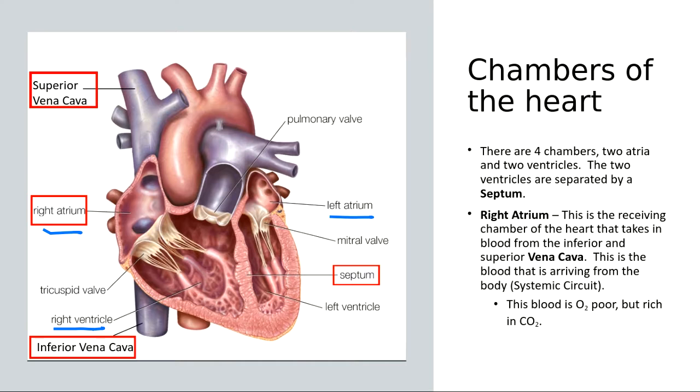So let's talk about the right atrium. What is that? All right, so the right atrium, both atriums are receiving chambers. The right atrium is the receiving chamber from the systemic circuit. In other words, it's the receiving chamber that takes blood from the body. The main blood vessel that brings blood to the right atrium is the vena cava.